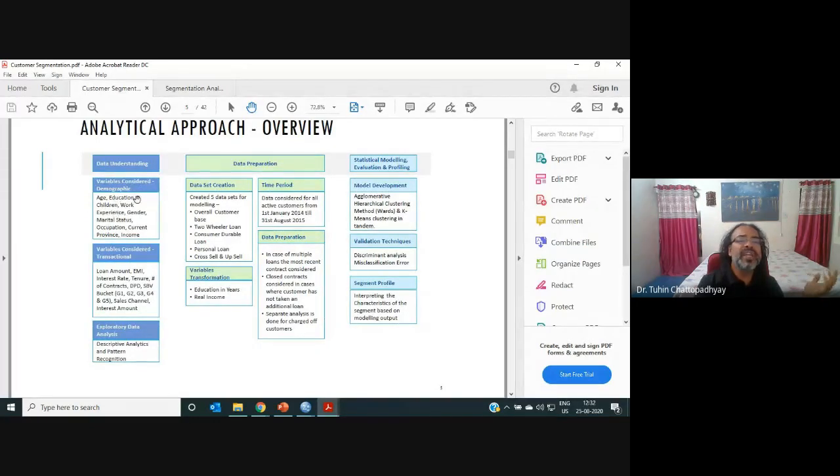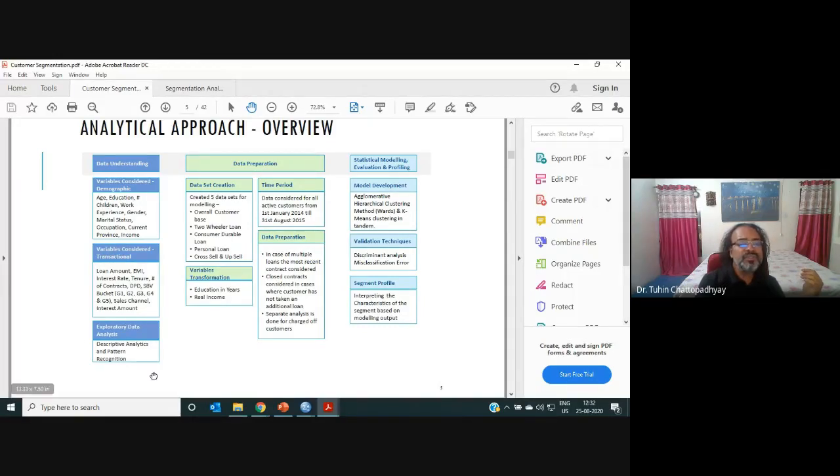The variables were age, education, children, work experience, gender, marital status, occupation, all kinds of demographic variables. Then there were transactional variables like loan amount, EMI, interest rate, tenure, number of contracts. These are the different loan buckets, if they default. These were called G1, G2, G3, G4, and G5. The sales channel, interest amount. These were the transactional variables.